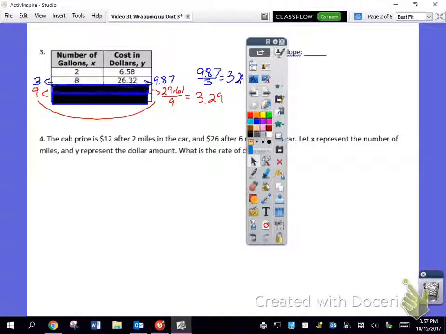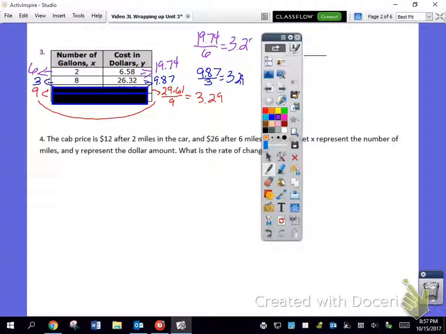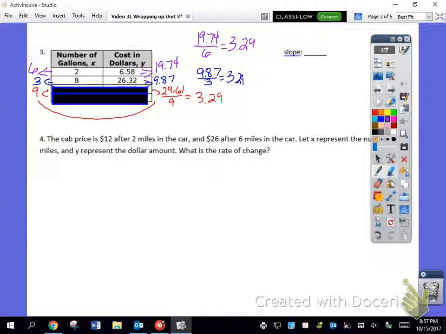And then I'm going to bring down that bar, and let's look at the top 2. Let's see what we get here. So 8 minus 2 is 6, and then 2232 minus 658 is 1974. So when I do 1974 divided by 6, guess what I get? 3.29. So my rates are all the same. All of them are exactly the same. So my slope is $3.29.